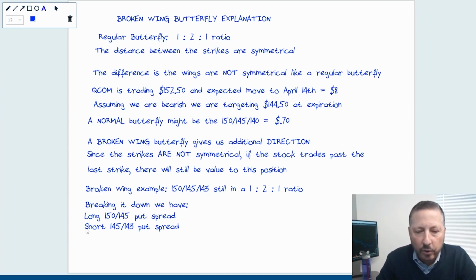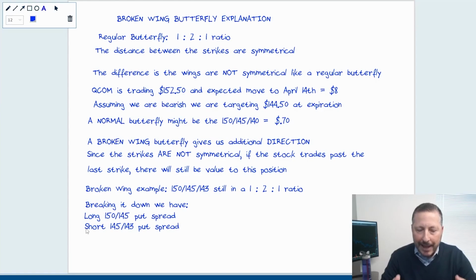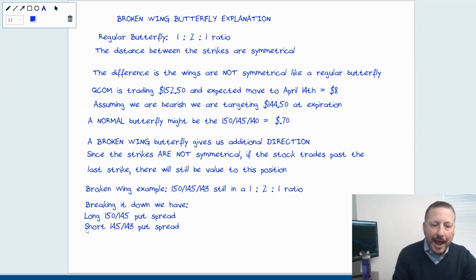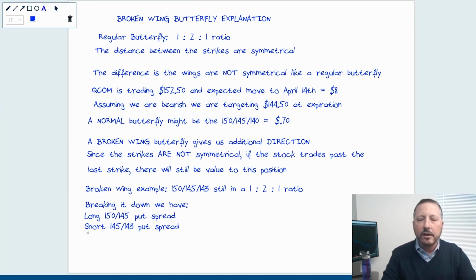So what does that do for us? Why would we ever want to put on a position like that? Well, we still want the stock to move to our short strike. As we've mentioned before, in every example, every position we have, in a perfect world, has its maximum potential reward at the short strike. That still holds the case here. But now, if we start moving beyond that short strike, we still make money, even if the stock goes beyond that last strike.